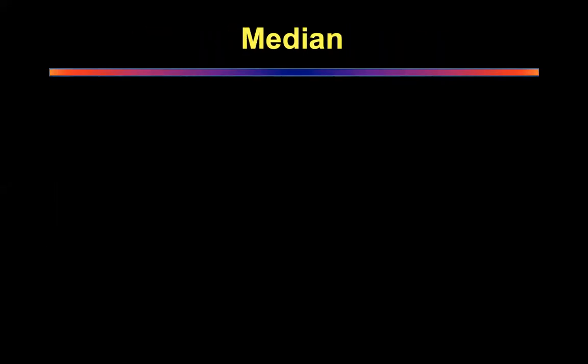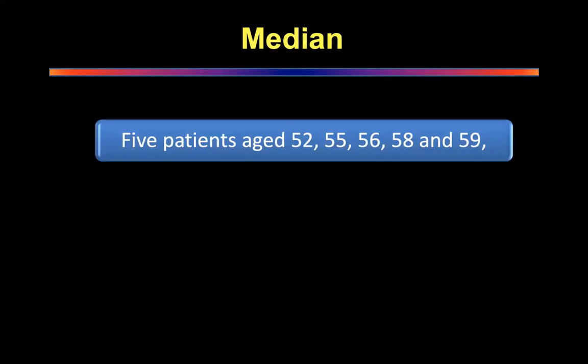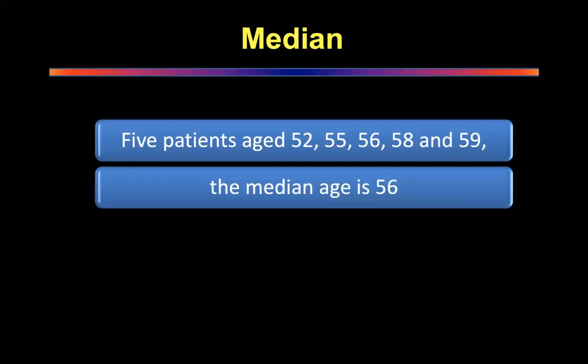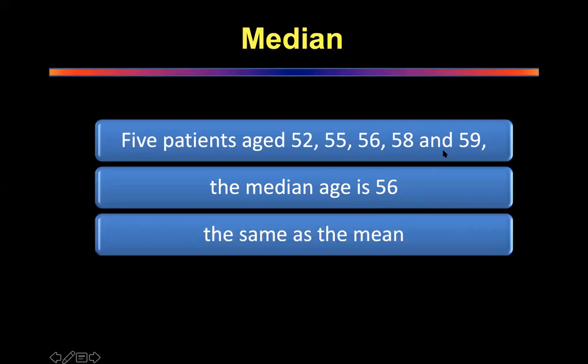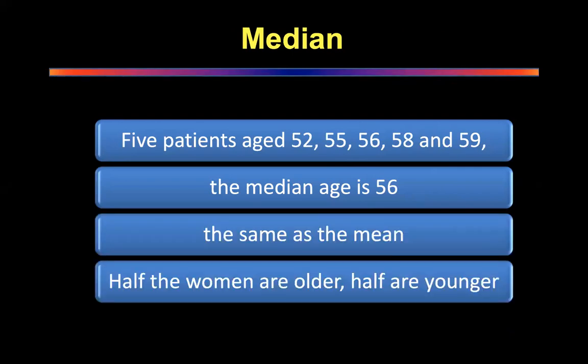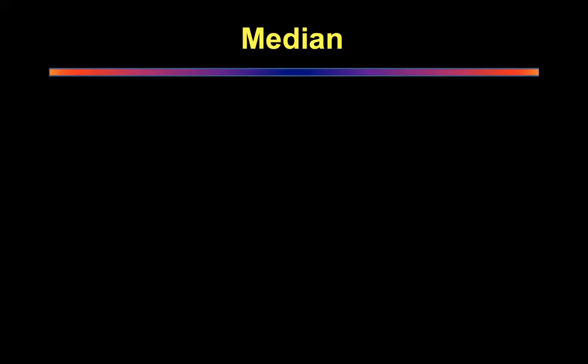Okay, next point. So median, we have done this with 5 patients. In this, if you calculate the median age, 56 is the median age: 52, 55, 56, 58, 59. The same as the mean. Half the women are older, half are younger.